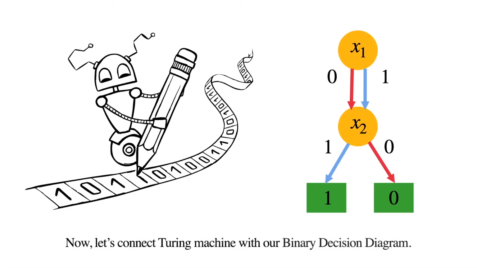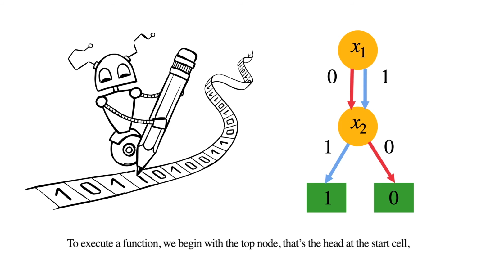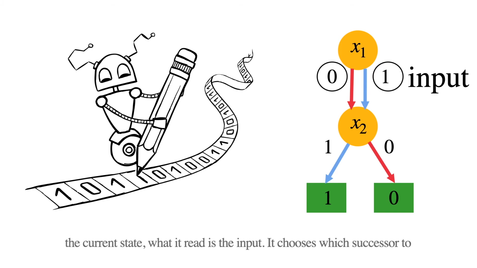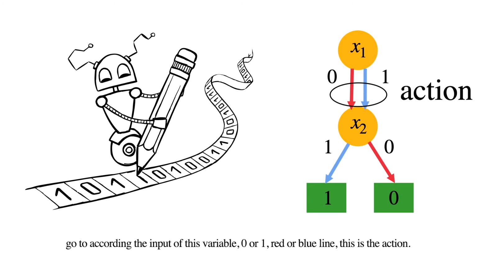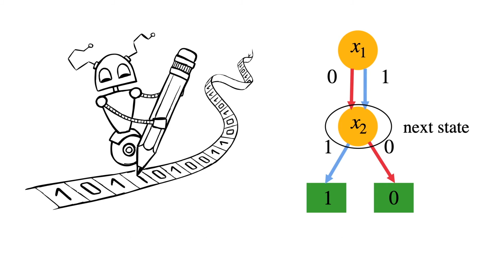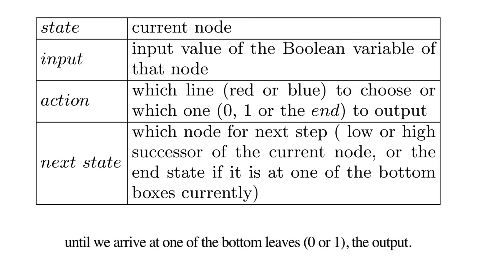Now, let's connect the Turing machine with a binary decision diagram. To execute a function, we begin with the top node. That's the head at the start cell, the current state. What it reads is the input. It chooses which successor to go to according to the input of this variable, 0 or 1, red or blue line. This is the action. It goes to the next node, the next state, same for all the following nodes, until we arrive at one of the bottom leaves, 0 or 1, the output.